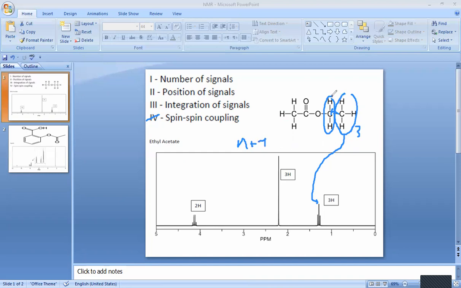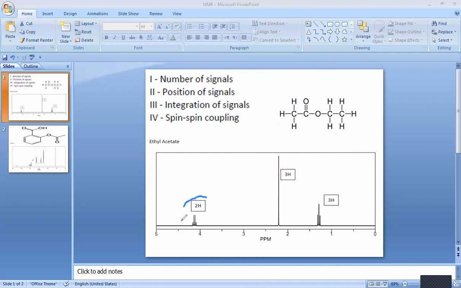So we have 2 hydrogens here for the n, so 2 plus 1 is equal to 3. So we have 3 splittings here, or spins that we talk about here. For this one, which belongs to here, we don't have any other carbon that's bonded to hydrogen, so the n here is 0, so 0 plus 1 would be 1. So that's for that one as well.